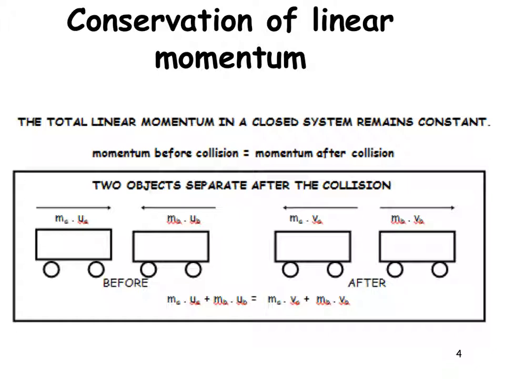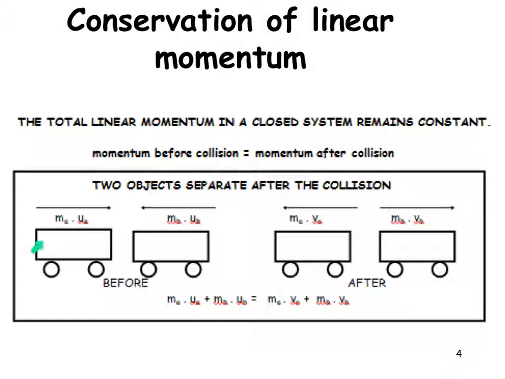So what we're going to take a look at is what happens when we have got objects that collide. So we're going to look at collisions. In any collision, the total linear momentum in a closed system remains constant. Linear momentum means that I'm going to only work in one dimension. In other words, the momentum before a collision is equal to the momentum after collision.